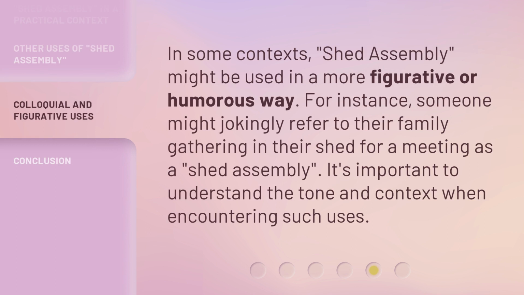In some contexts, shed assembly might be used in a more figurative or humorous way. For instance, someone might jokingly refer to their family gathering in their shed for a meeting as a shed assembly. It's important to understand the tone and context when encountering such uses.